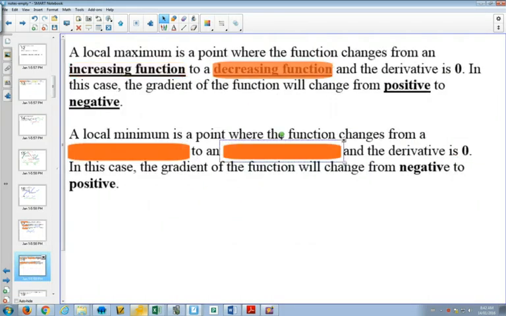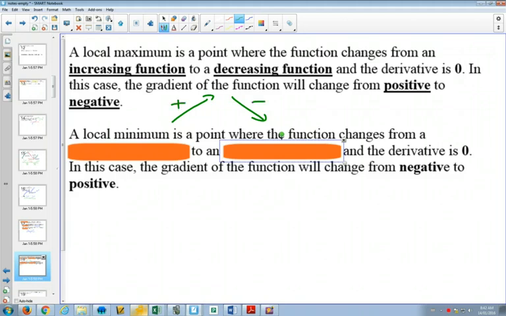So, anytime we change from an increasing function to a decreasing function, in other words, your function's going up and then it's going down, that has to be a local maximum. When we look at a derivative, our derivatives change from being positive to being negative.